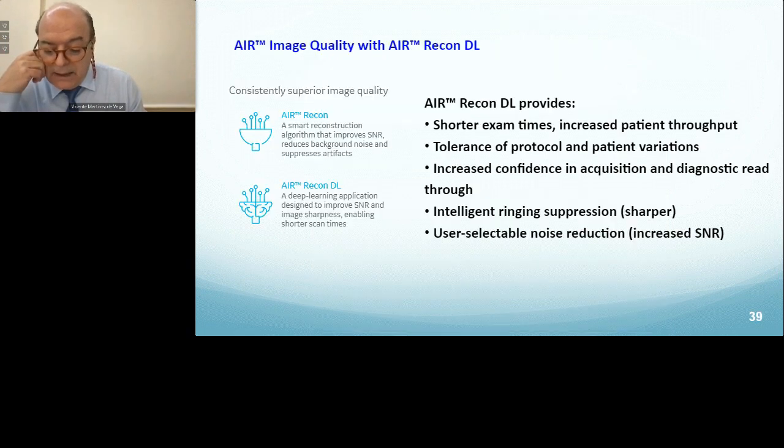Another advance with a major impact on MRI exams is AIR Recon DL, which is a deep learning application designed to improve signal-to-noise and image sharpness, enabling shorter scan times. It uses trained neural networks to reconstruct the good signal and not the noise. AIR Recon DL simply provides better image quality and productivity.